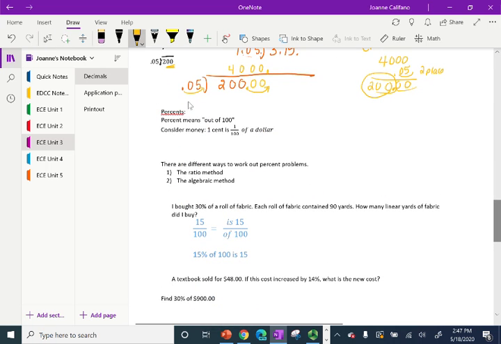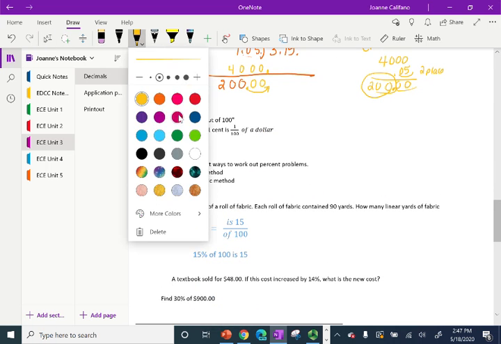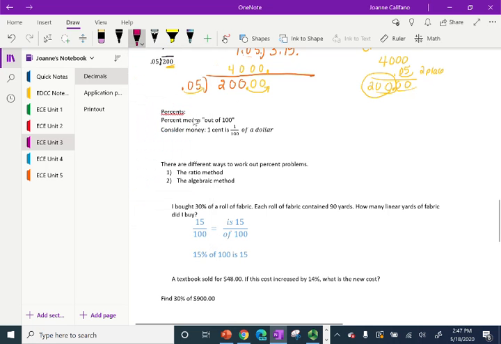All right, now moving on to percents. So percents can be seen as fractions and decimals. A percent literally means out of 100. Oops, I didn't mean to cross that out. It means out of 100.